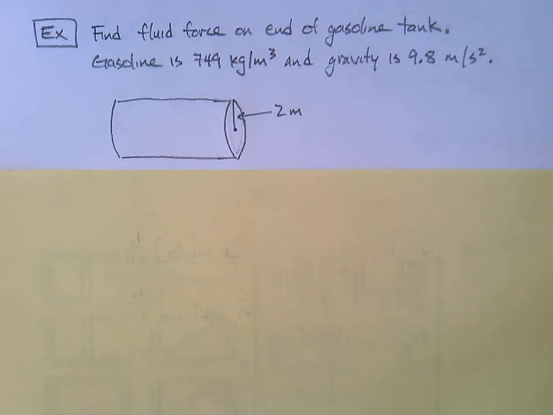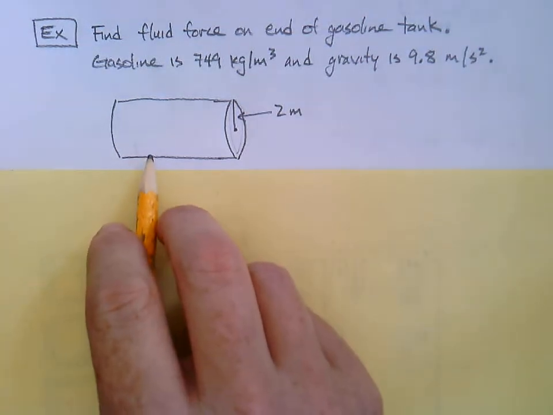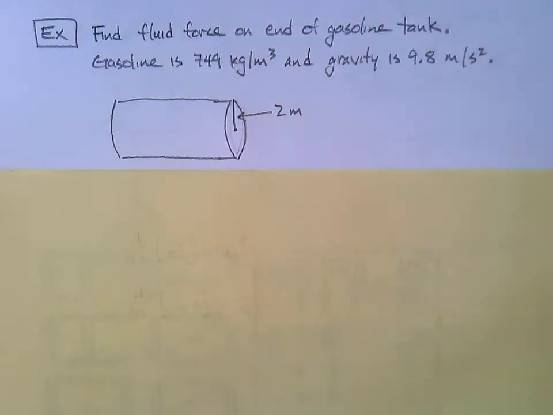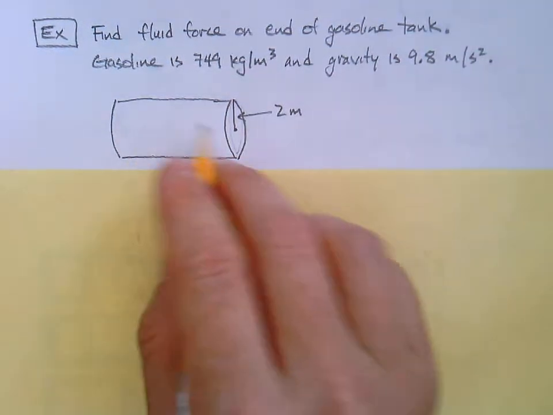So this one says, find the fluid force on the end of this gasoline tank. Gasoline is 749 kilograms per meter cubed, and gravity is 9.8 meters per second squared. So here's the idea. They're showing us this very large cylindrical tank filled with gasoline. I guess you imagine this on the back of a truck, or maybe that's underground, like at a gas station.